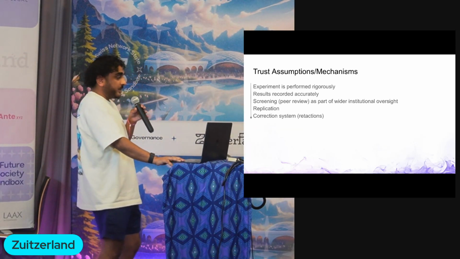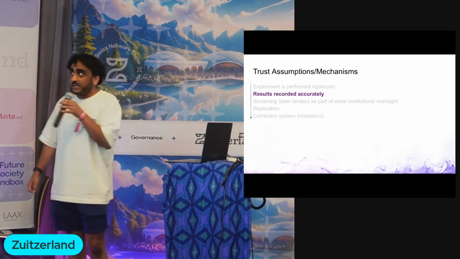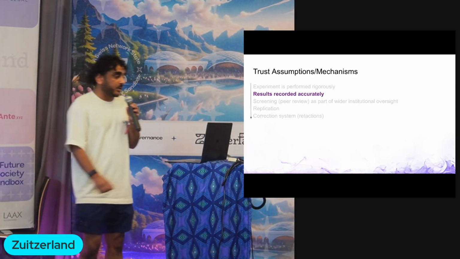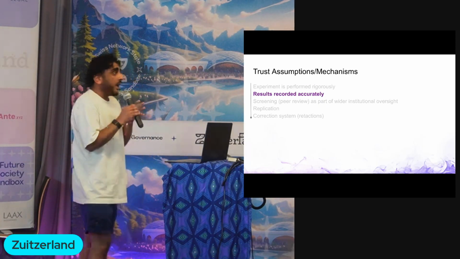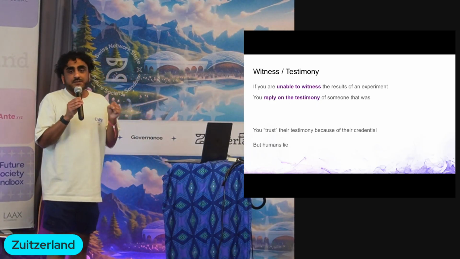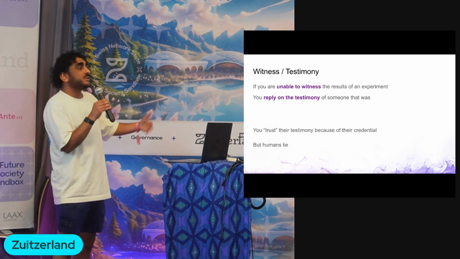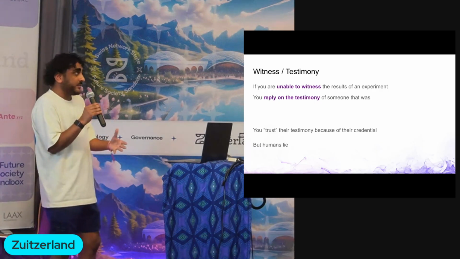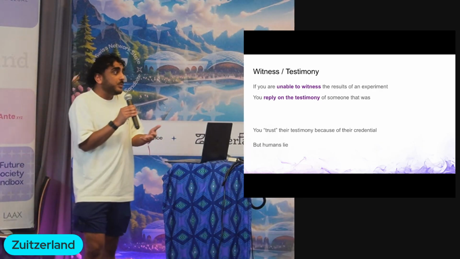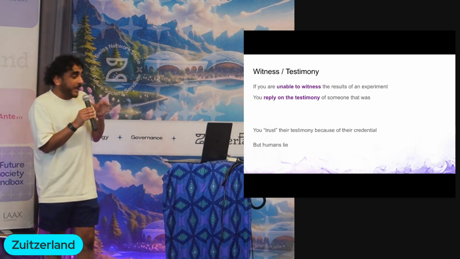When we look back at the trust assumptions and mechanisms, this is the one we're going to be focusing on for today's talk: the process by which results are recorded accurately. The way this works in science right now is if you are not there to witness the result, witness an experiment, you rely on someone's testimony. And you trust their testimony generally because of their credential. Humans lie, though, and that's the main problem. Humans lie all the time.